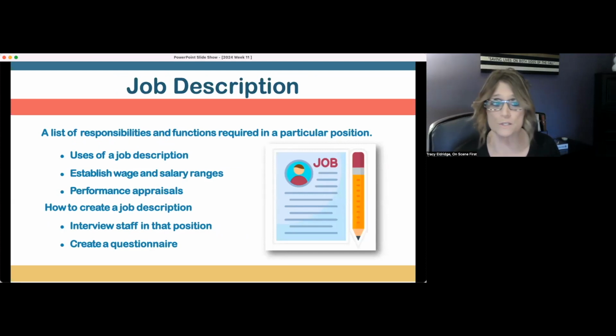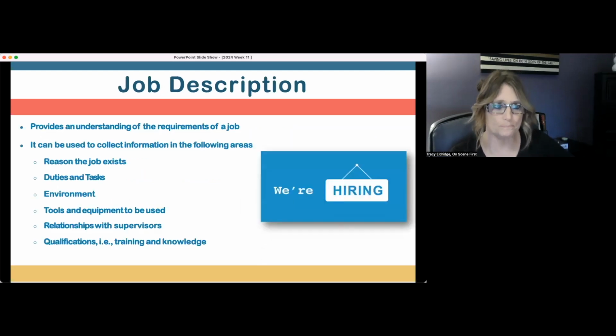There's various uses for that job description. Again, performance appraisals, wages, salary, and how do we create that job description? Using the analysis, interviewing those in the position, or sending out a questionnaire to the folks that are already in that position. It provides an understanding of the requirements of the job, and it can be used to collect information in the following area. Why does this job exist?